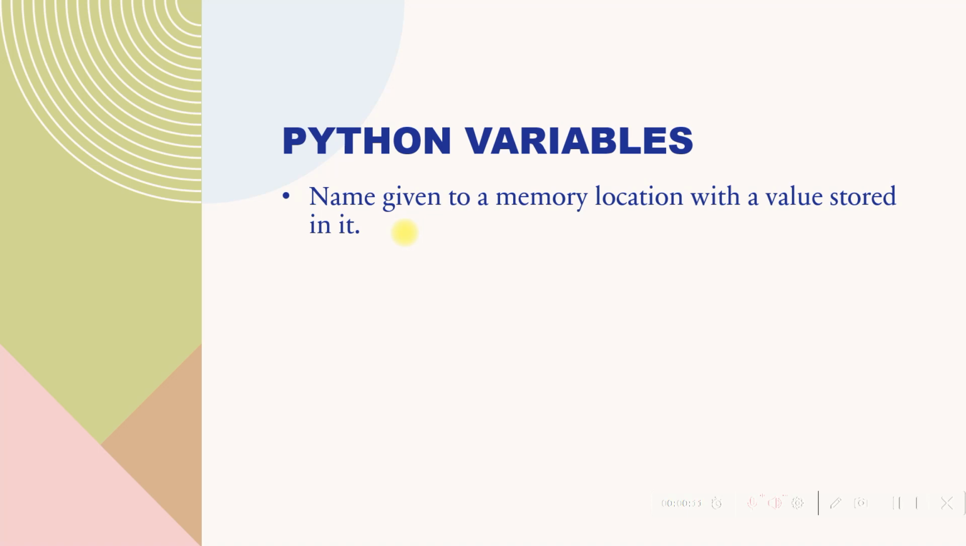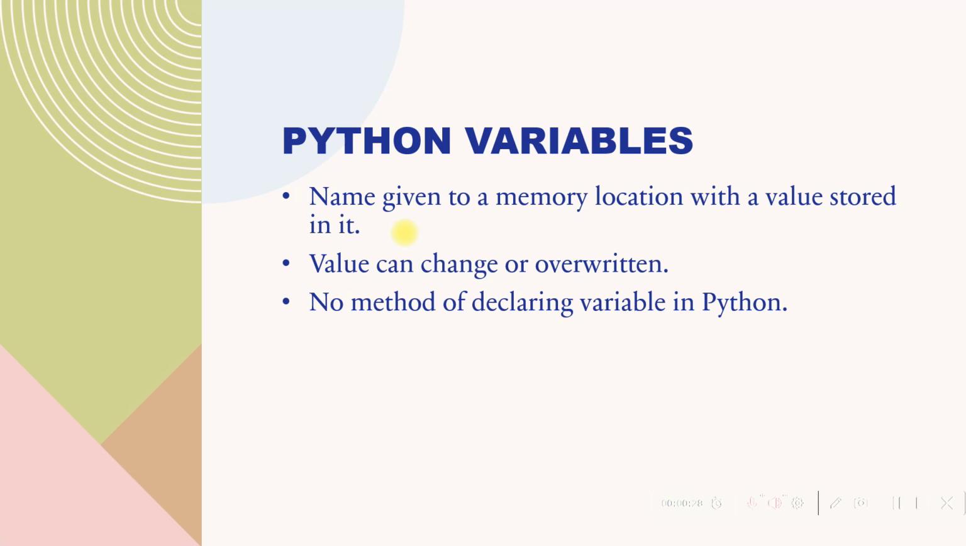So variable is nothing but a memory location where some value is stored and we assign a name to that memory location. Now, variables, as the name suggests, their value can change or be overwritten at any point in your program. Also, Python does not have any specific way of declaring a variable.